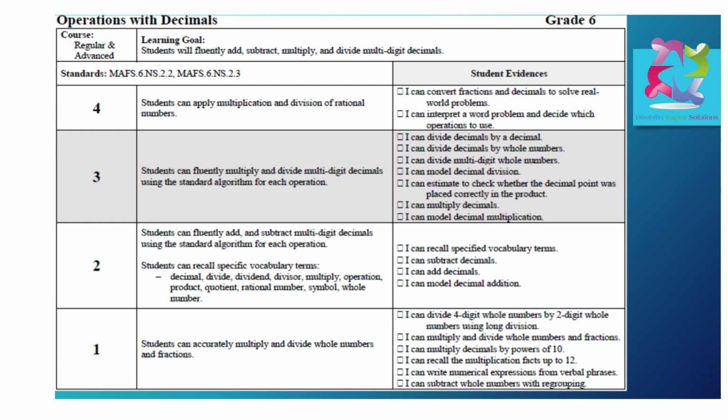So let's look at the level 3 student, where for the adult it says students can fluently multiply and divide multi-digit decimals using the standard algorithm for each operation. The I can statements are written so the student internalizes what they need to learn.